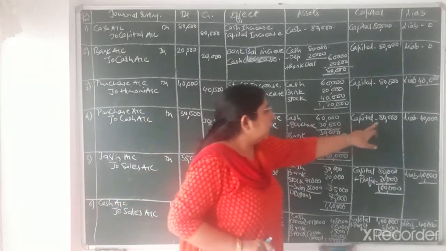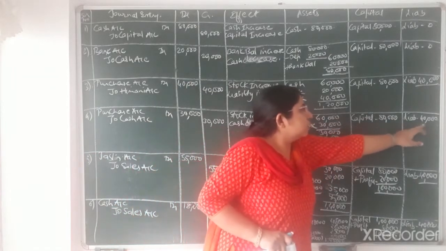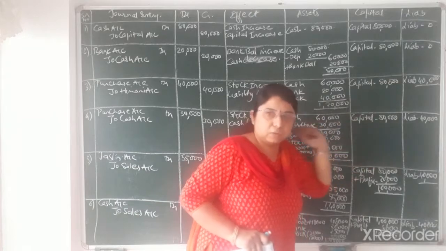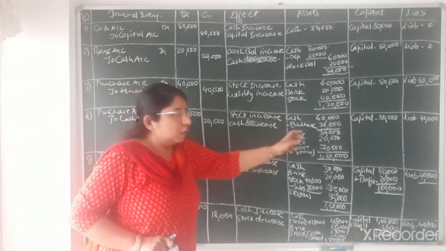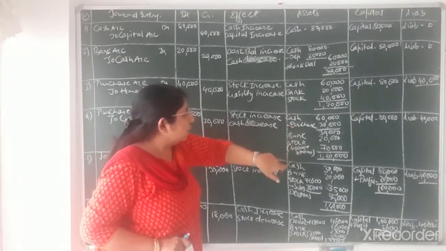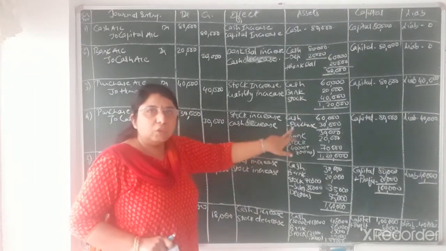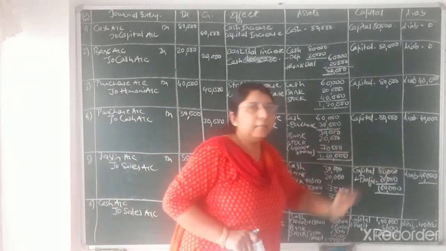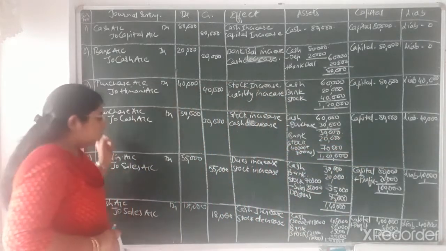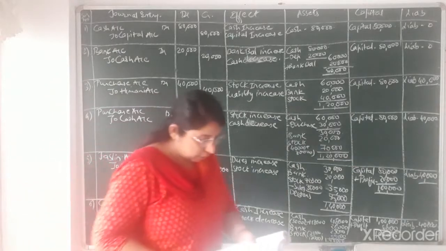Then capital is as it is, 80,000, and liability is also as it is, 40,000, from the previous transactions, because these two effects are both in the assets. One effect in cash and the other effect in stock, both are only in assets. So there is no change in capital and liabilities. So we have completed the fourth one. Now moving on to the fifth transaction.